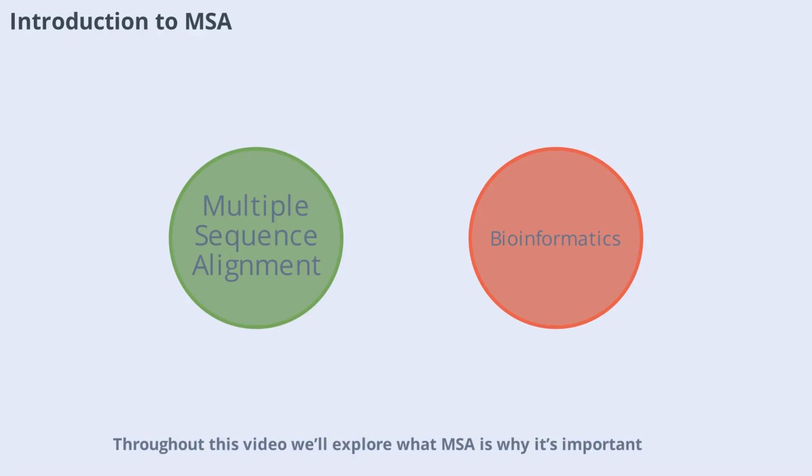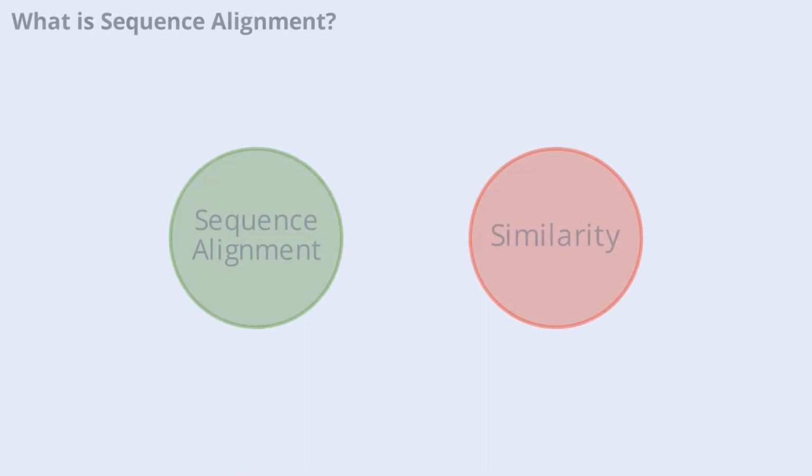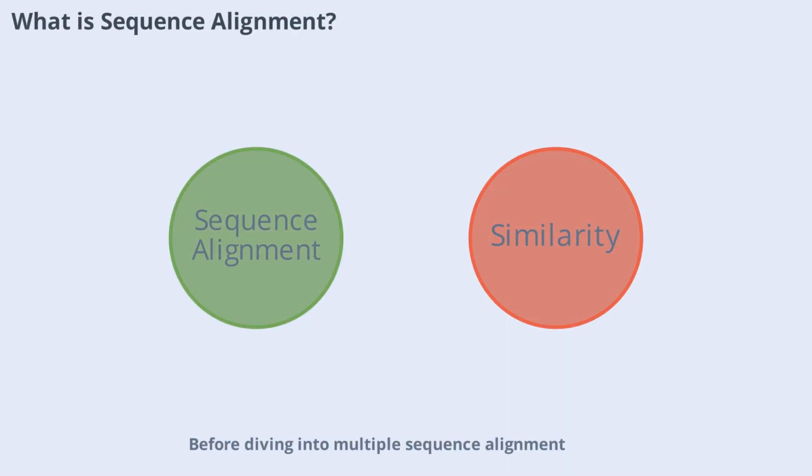Throughout this video, we'll explore what MSA is, why it's important, and how it's applied in real-world research. Let's begin by understanding the basics of sequence alignment and how MSA fits into the bigger picture. Before diving into multiple sequence alignment, it's essential to grasp the concept of sequence alignment itself. Sequence alignment is the process of arranging sequences of DNA, RNA, or proteins to identify regions of similarity. These similarities may indicate functional, structural, or evolutionary relationships between the sequences.